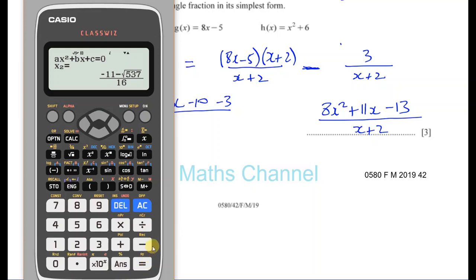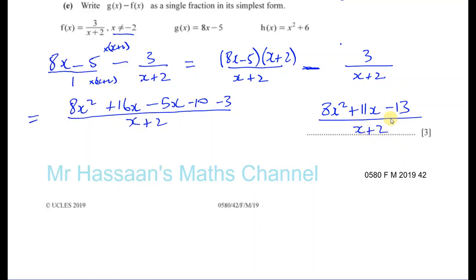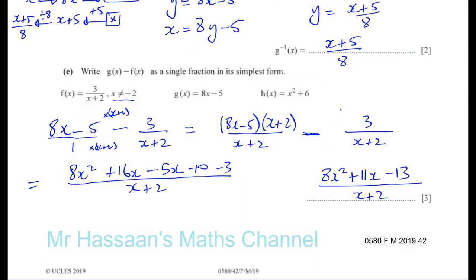So you can see that the solutions have got square roots with them. Therefore, there's no way that that thing could have been factorized. So that's our simplest form. That's the answer. Nothing can be factorized, nothing can be cancelled out. And there we have it, the answer to part E.